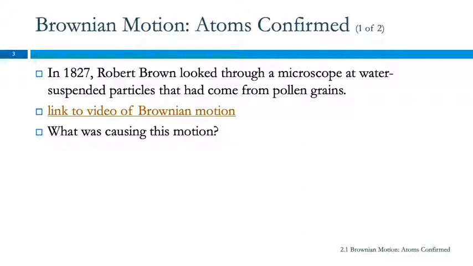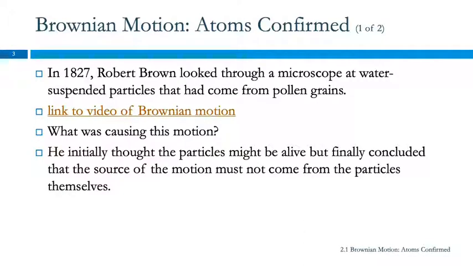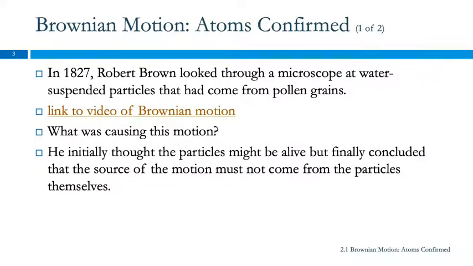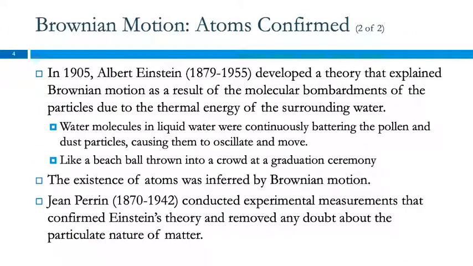And so the question was, why are they moving like that? What's causing them to do that? He initially thought they were alive, but then he decided, no, that can't be right. So that was 1827. And again, I'm not going to test you on historical facts. This is not a history of chemistry, but these people's names and the dates do come up.